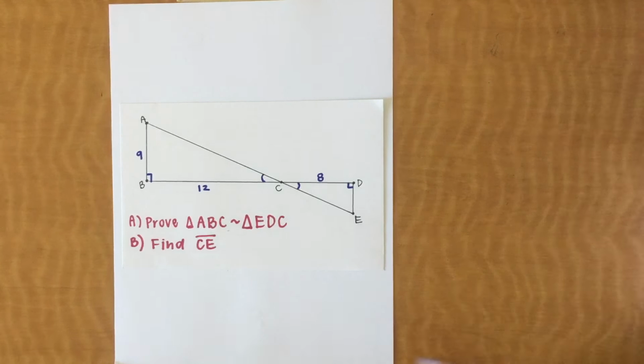But then we also know that angle B and angle D are congruent and are equal to 90 degrees. So angle B is congruent to angle D, which is equal to 90 degrees. And that is given.